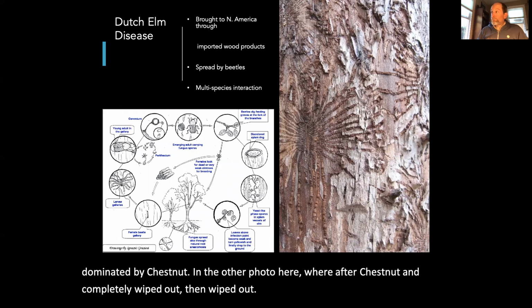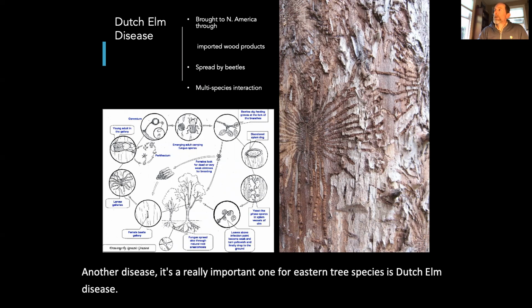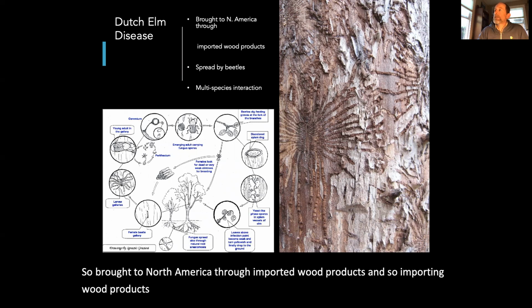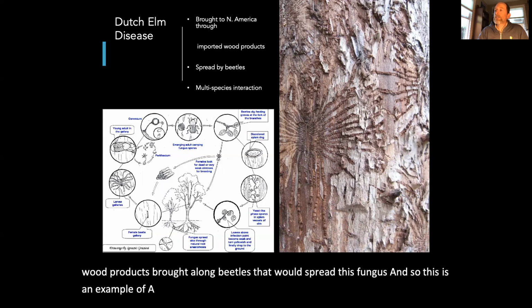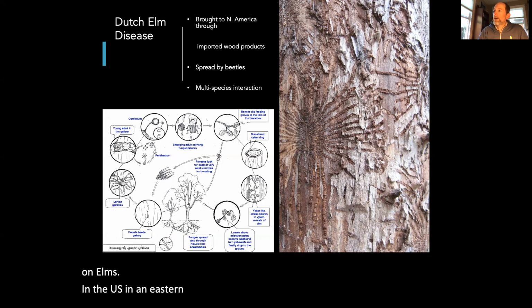Another disease, a really important one for eastern tree species, is Dutch elm disease. It's brought to North America through imported wood products, and importing wood products brought along beetles that would spread this fungus. And so this is an example of a multiple species interaction that had a really detrimental effect on elms in the US and in eastern forests. So here's another big example.